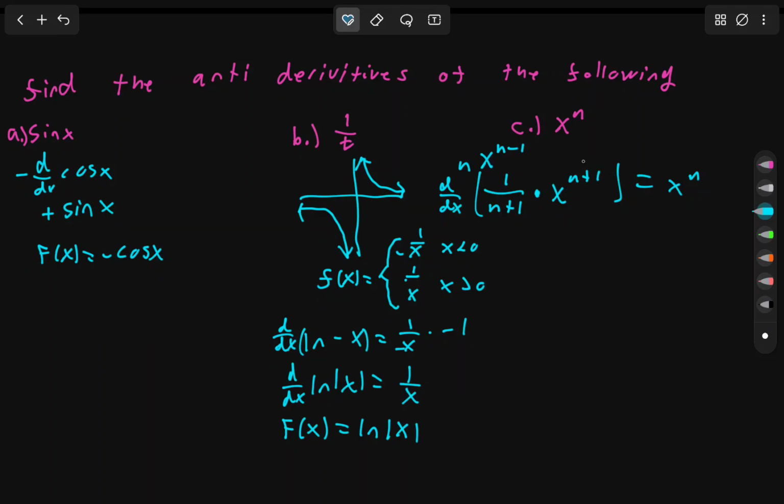So we're going to decrease the power by 1. So we get x to the n, and then bring the power out front, so we get n plus 1 over n plus 1, which is just 1. So we can clearly see that the f of x in this case is going to be 1 over n plus 1 times x to the power of n plus 1.